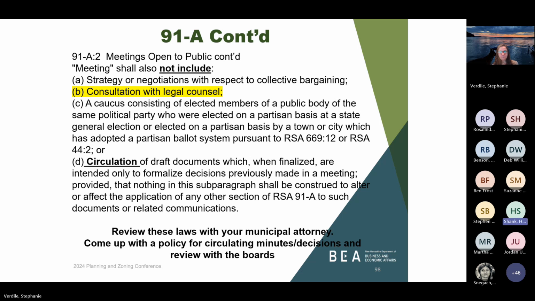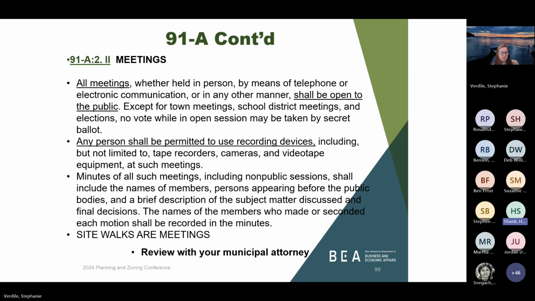There's a question here, Stephanie. Can a planning board member contact another planning board member via email one-on-one? So it's not a quorum, it's just two planning board members talking. I mean, I guess you could. I would always err on the side of caution because I'm not really sure why one or two planning board members would be talking about something that they wouldn't talk about in public.